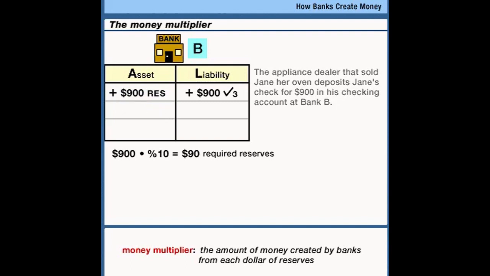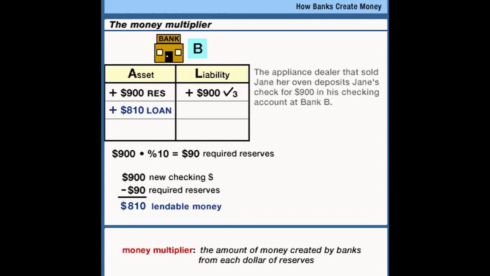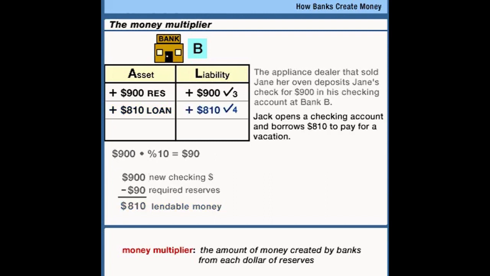And Bank B is eager to do that as soon as it can, so it doesn't lose a moment's worth of interest. So let's suppose Jack comes in, and he wants to take a vacation, and he's going to borrow money from Bank B. So Bank B creates a checking account for Jack. He's person number 4. And what happens next is Jack takes his checkbook to his travel agent, writes a check for $810. The travel agent presents the money to his bank. His bank shows up at Bank B and wants reserves to clear the check. So $810 worth of reserves flow out of Bank B to make Jack's check good.